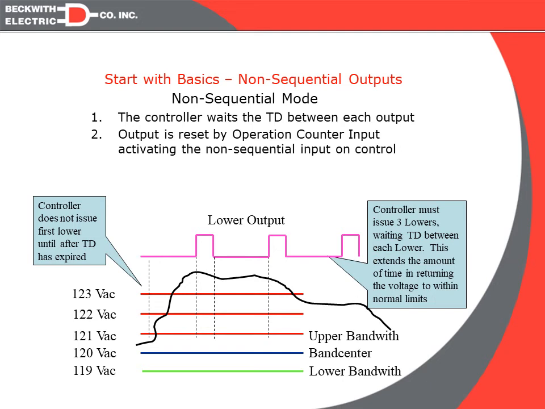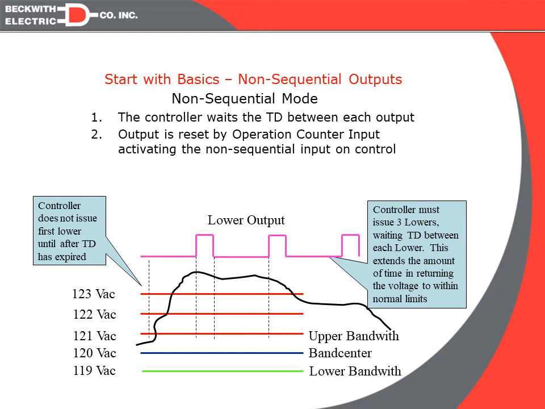A second method would be non-sequential. What that says is we need to take a tap, and whether we're back in band or not, as soon as that tap is completed, we will not take another tap until the time delay expires again. So for instance, if I had a 30-second time delay and I were 3 taps out of band, I would take the first tap after 30 seconds, and then I would turn the output off, and then if I were still out of band, I would time again for an additional 30 seconds, and then again an additional 30 seconds.